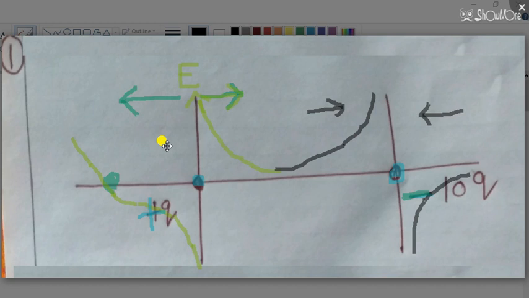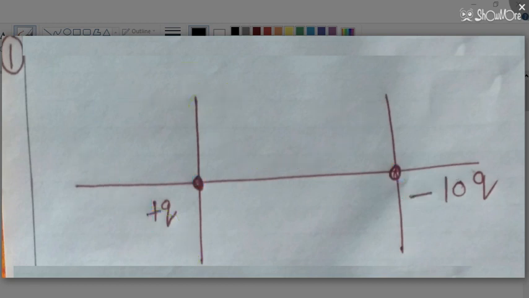Now if I draw the exact diagram, I am erasing everything. You can take the screenshot of it. Okay, if you have taken the screenshot, then we can draw it. Now I am drawing its exact diagram.